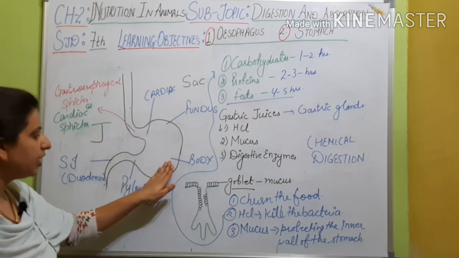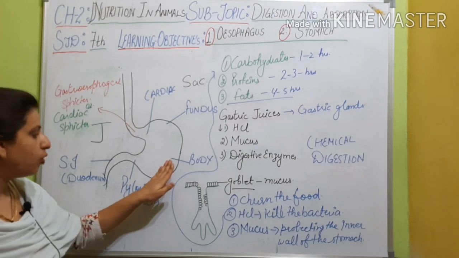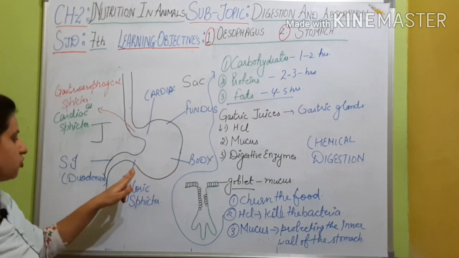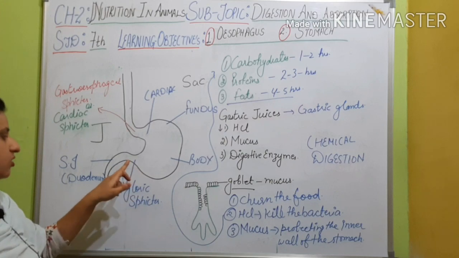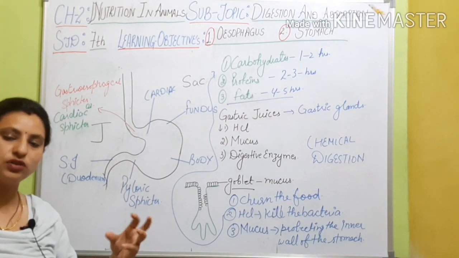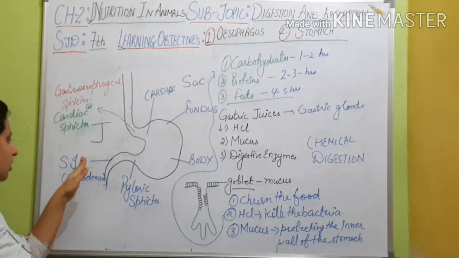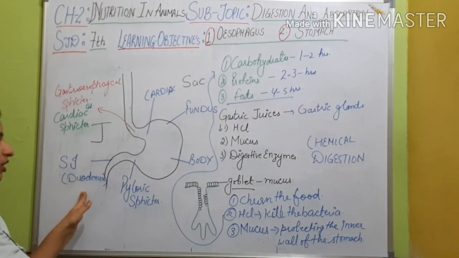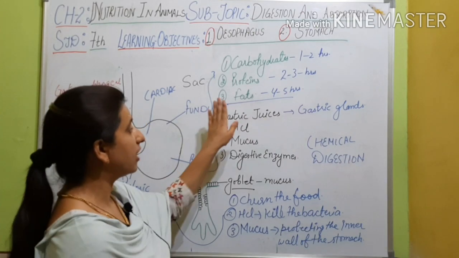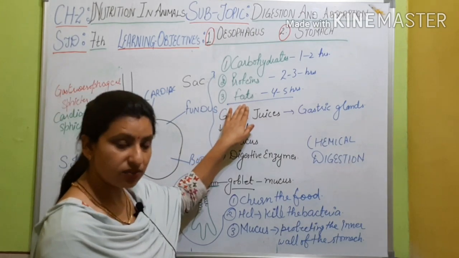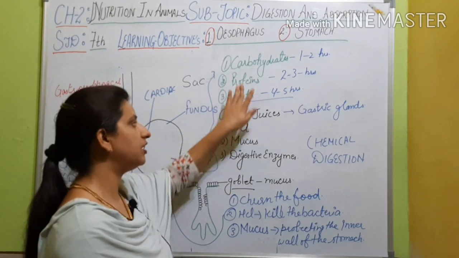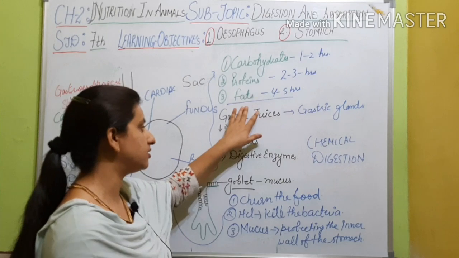The main part is the body, and this body helps in the digestion of the food, and the last part is the pyloric sphincter, and this sphincter is also helpful in the movement of the digested food towards the small intestine, or the duodenum, in a controlled manner. Then the types of food which we digest in our digestive system, that is carbohydrates, proteins and fats, each take a different time interval to digest in the body.